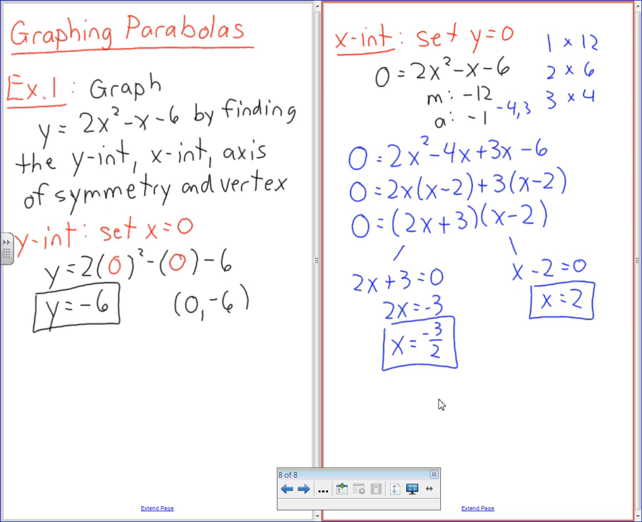With that said, can somebody tell me what the first x-intercept is going to be, please? Go ahead. Great. So this point is going to be negative 1.5, comma 0. This point over here will be 2 and 0.